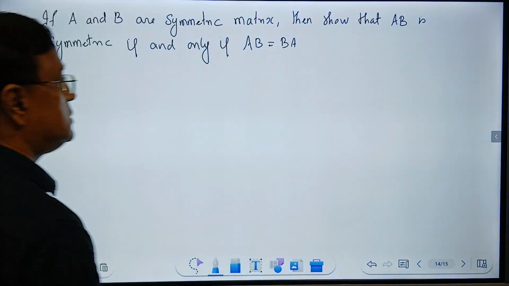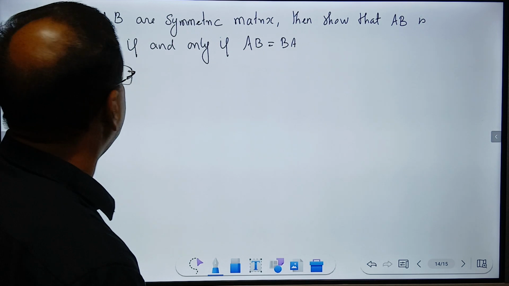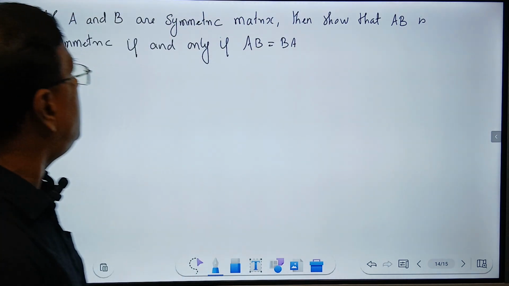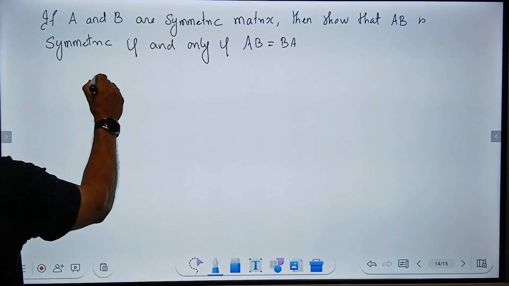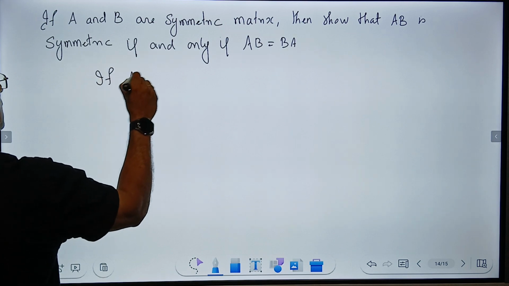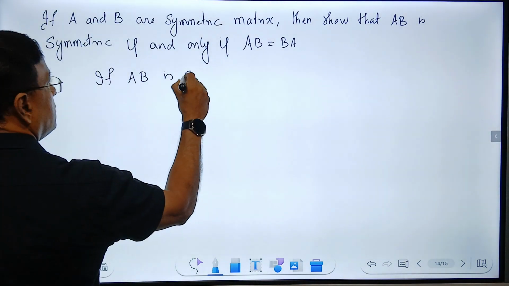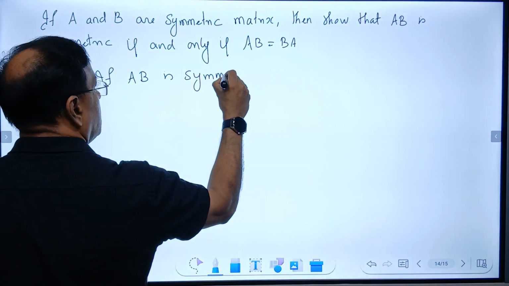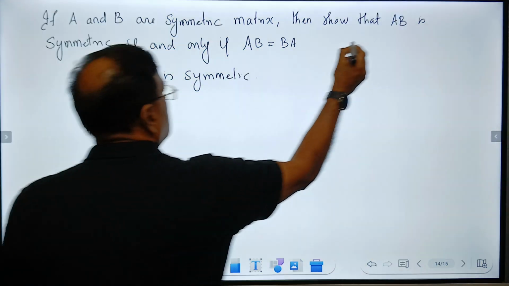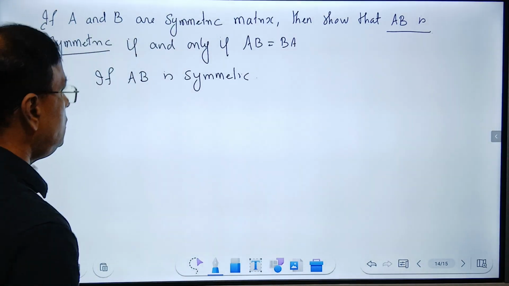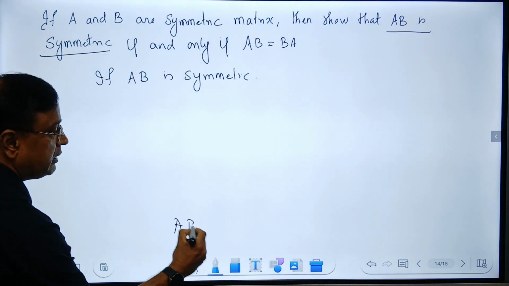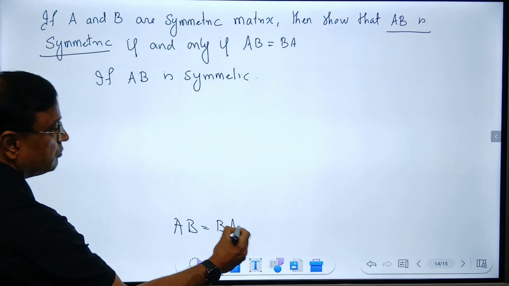This is more or less my last problem in this. If A and B are symmetric matrix, then show that AB is symmetric if and only if AB equal to BA. Now, suppose AB is symmetric, it is given. I want to prove that AB equal to BA. This is what I wanted to prove.